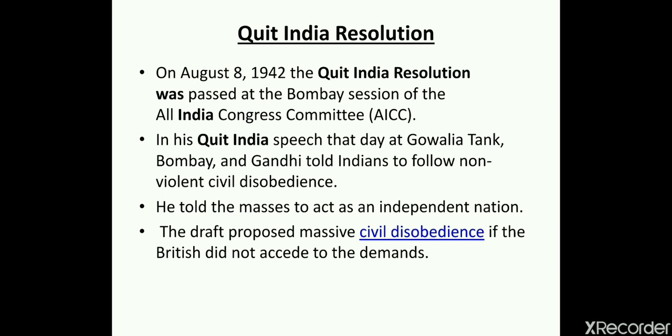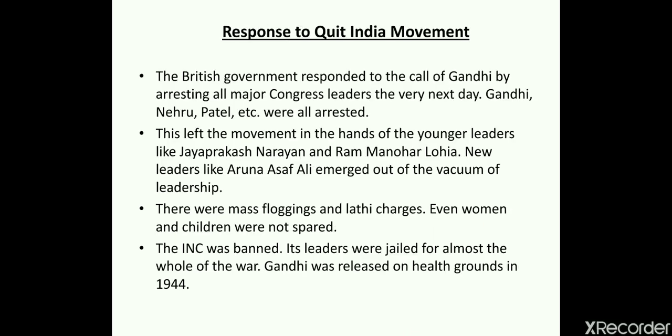Okay. Now, the Quit India resolution. On August 8, 1942, the resolution was passed at the Bombay session of the All India Congress Committee. In his Quit India speech that day at Gowalia Tank, Bombay, Gandhi told Indians to follow non-violent civil disobedience. He told the masses to act as an independent nation. Though we were not independent at that time, still he told the people to act like an independent nation. The draft proposed massive civil disobedience if the British did not accede to the demands. He said that if the demands were not accepted by the Britishers, then huge-level civil disobedience would follow under this movement.